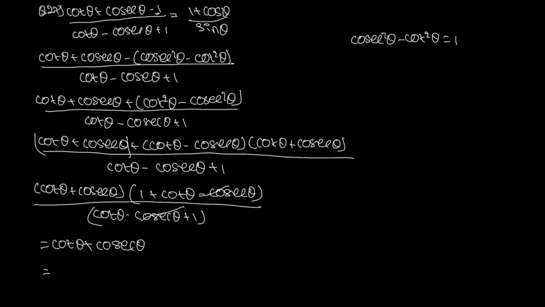Now we have to convert this in terms of sine and cos. And cot can be written as cos theta by sine theta, and cosecant can be written as 1 by sine theta. So here we have the same denominators. Let's combine both the numerators. So we'll get cos theta plus 1 by sine theta.